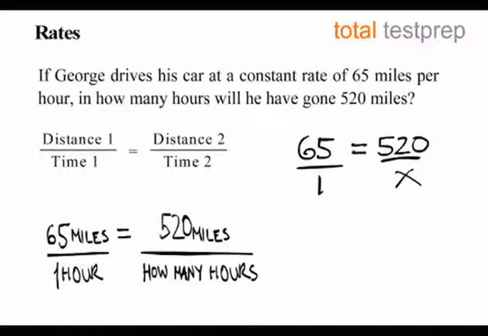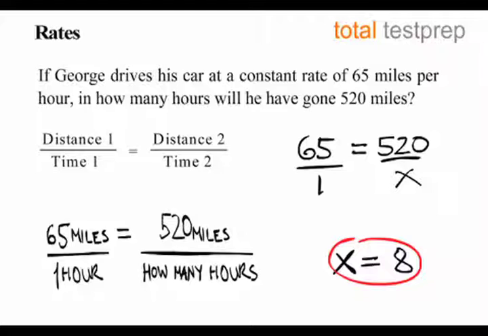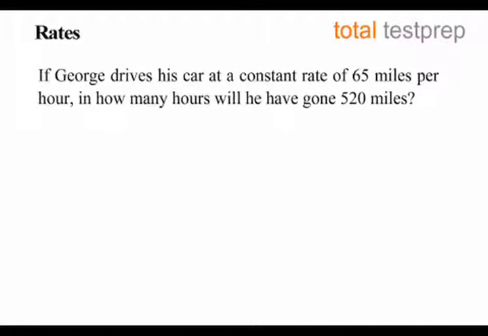We can then turn this into an algebraic equation where 65 over 1 is equal to 520 over x. And once you do the algebra, you get that x equals 8. So, if George drives his car at a constant rate of 65 miles per hour, it'll take him 8 hours to go 520 miles. Now, there's another way to do these questions that's a bit more intuitive. And you can use a mnemonic device that I like to call the distance bar.